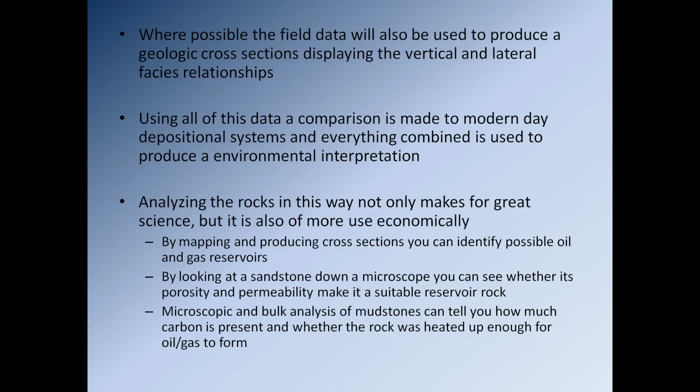Analysing the rocks in this way not only makes for great science, but it is also of more use economically. By mapping and producing cross sections, you can identify possible oil and gas reservoirs. By looking at sandstones down microscopes, you can see whether their porosity and permeability make them a suitable reservoir rock for oil or gas. Microscopic and bulk analysis of mudstones can tell us how much carbon was present in the rock and whether that rock has been heated up. If a very carbon-rich mudstone gets heated up, it'll start to produce oil and gas, which will end up in a reservoir rock like a sandstone.